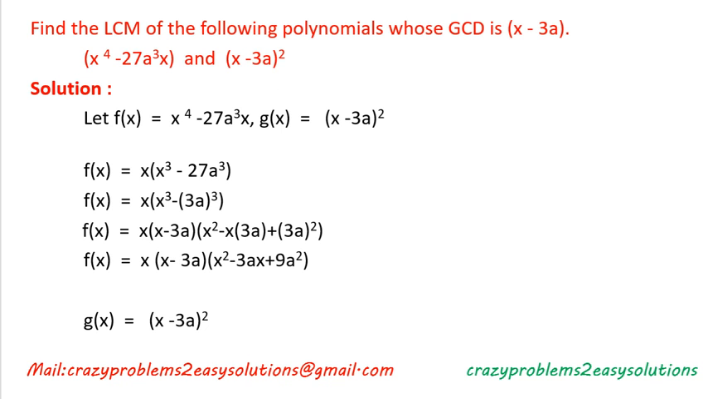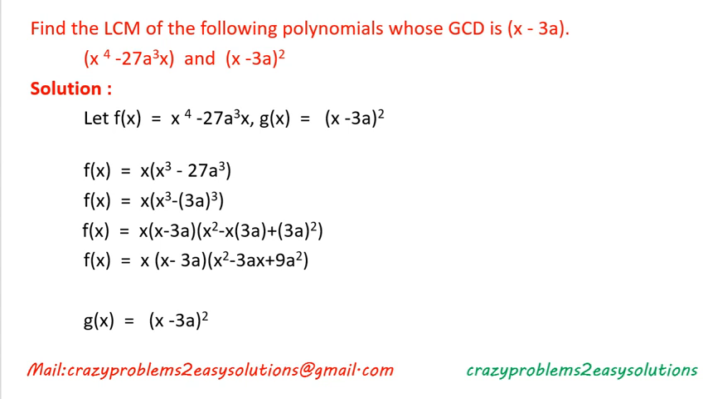Next, find the LCM of the polynomials whose GCD is x minus 3a, and the polynomials given are x power 4 minus 27 a cube x and x minus 3a whole square. Let us consider the two polynomials f of x and g of x. In f of x, x is common, so take out x: x into x cube minus 27 a cube. Here 27 a cube is 3a whole cube.